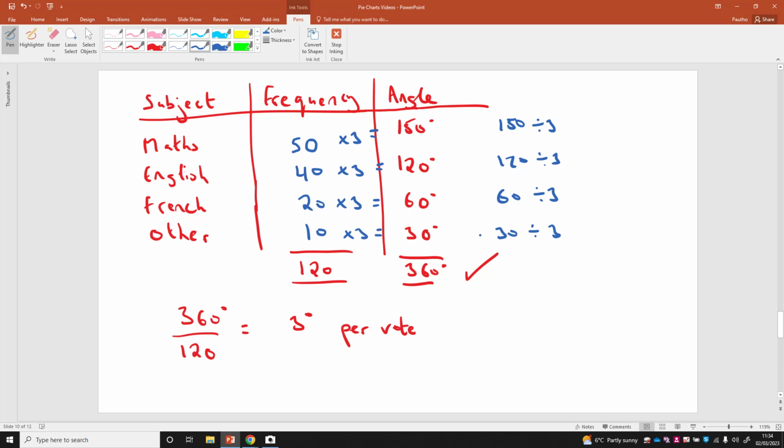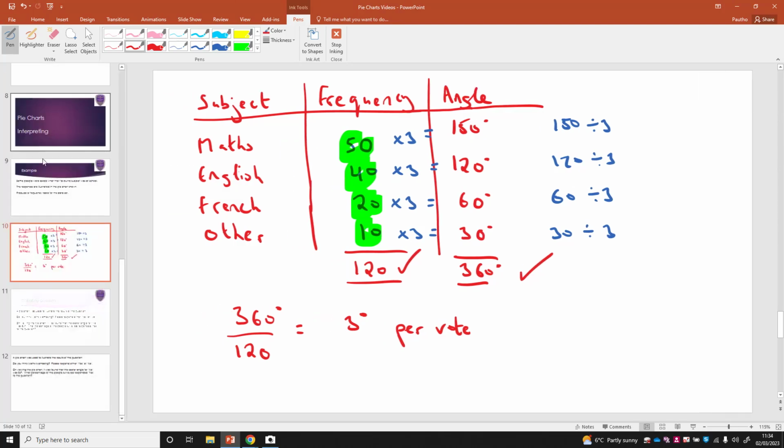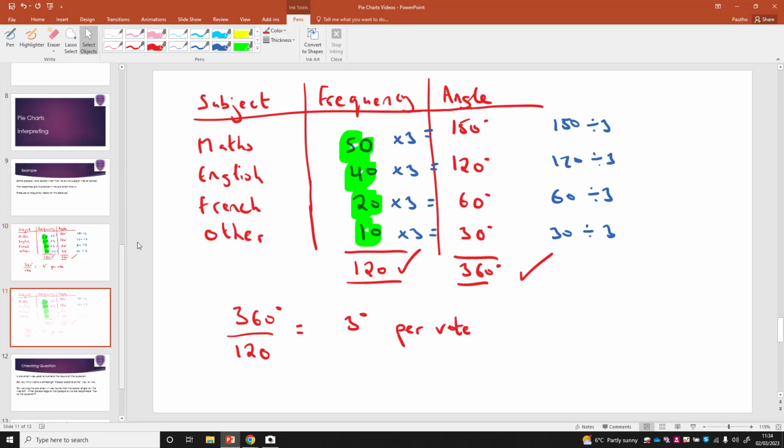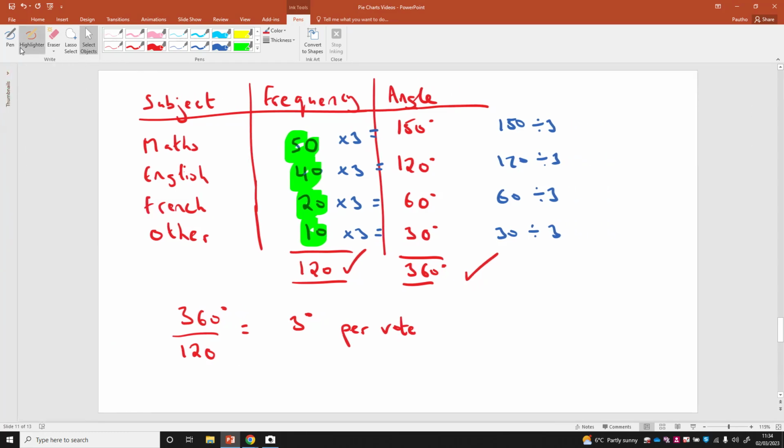Okay, and we're done. Obviously, one last check you can do is 50, add 40, add 20, add 10, 120. Luckily for us, it is. So job done. I think I might just try one more thing, because that actually went a lot quicker than I thought it would, which is good.